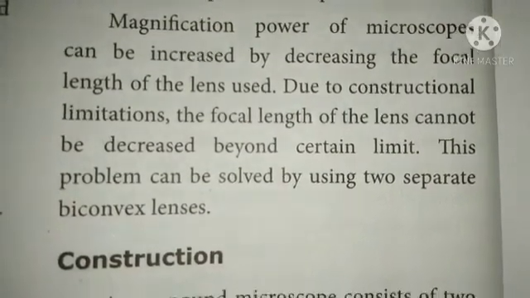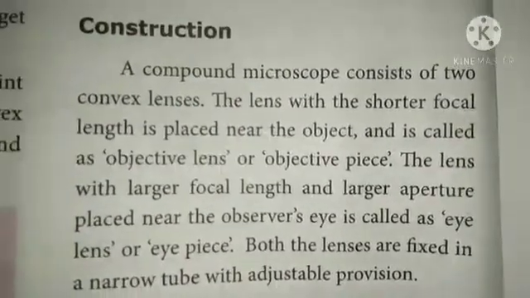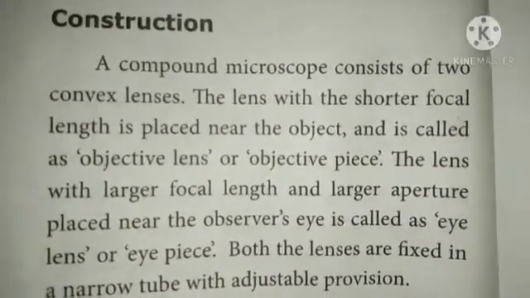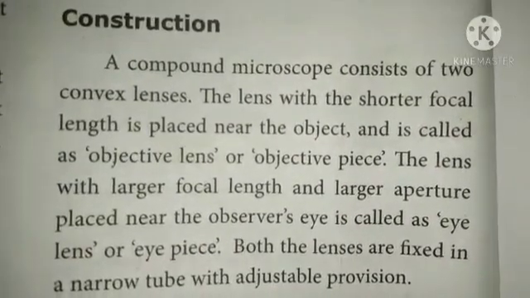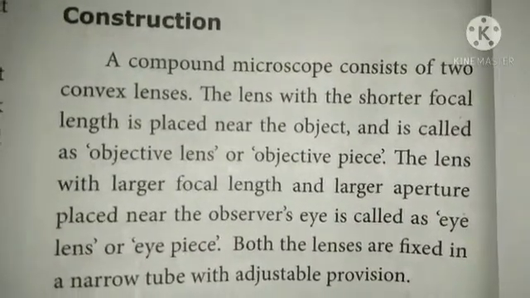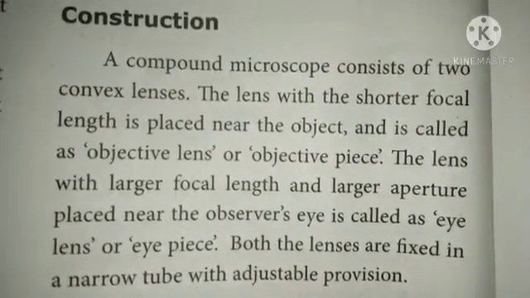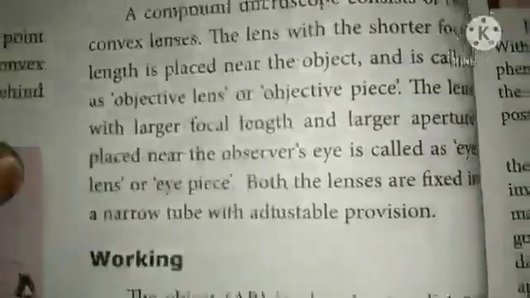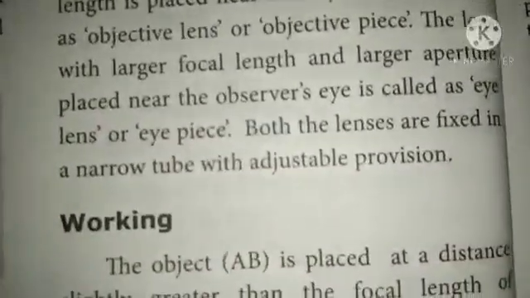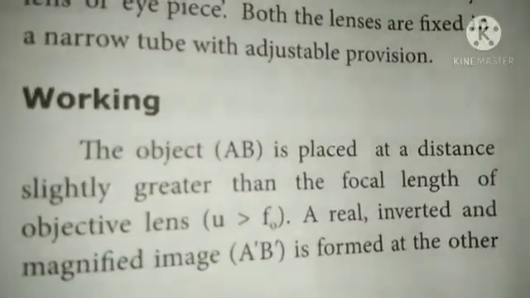Next is construction. A compound microscope consists of two convex lenses. The lens with a shorter focal length is placed near the object. It is called the objective lens. The lens with larger focal length and larger aperture is placed near the observer's eye. It is called the eyepiece. Both the lenses are fixed in a narrow tube with adjustable provision.